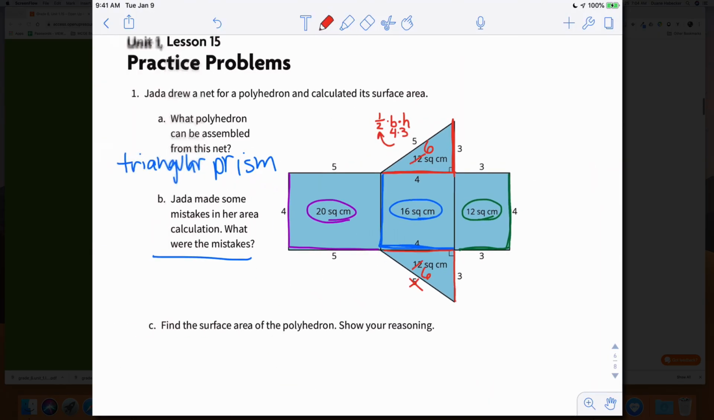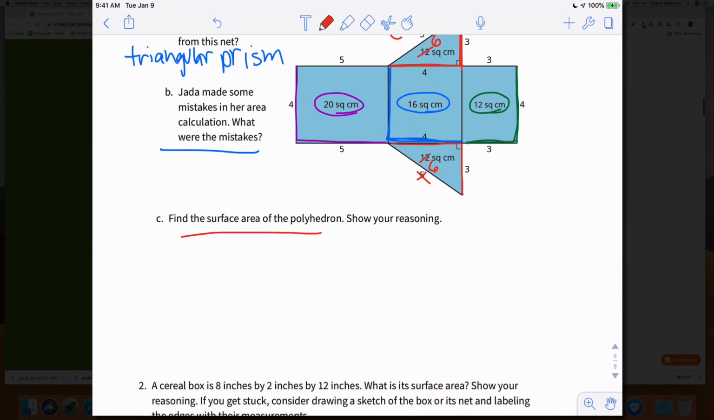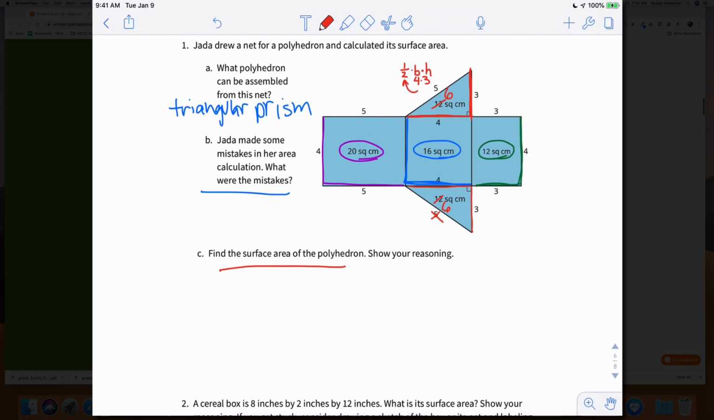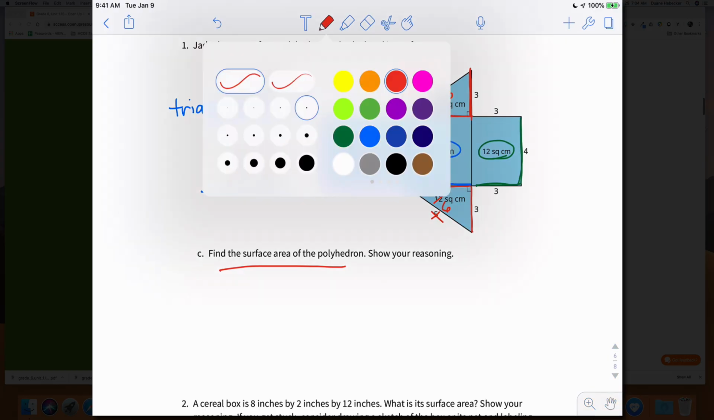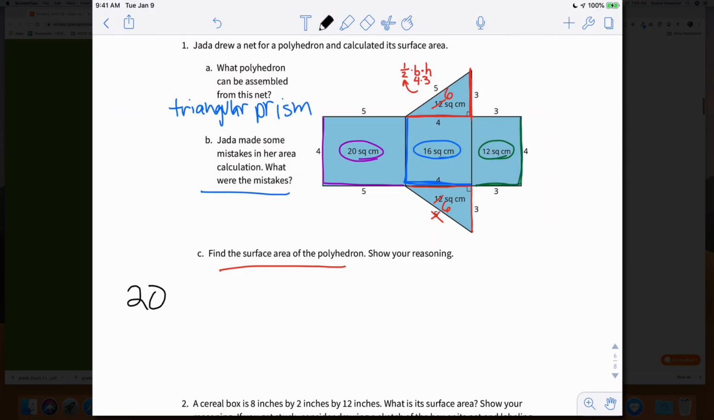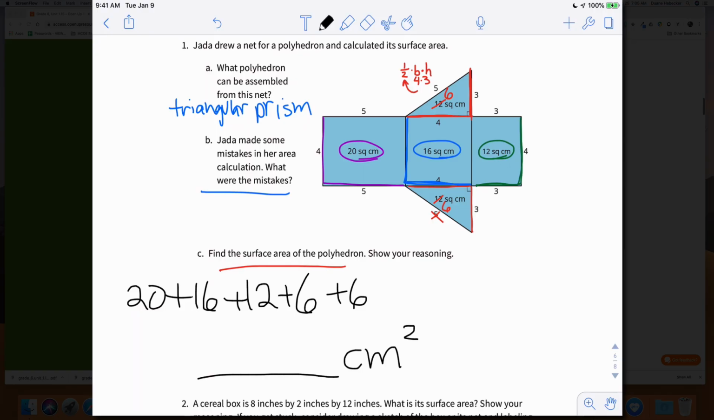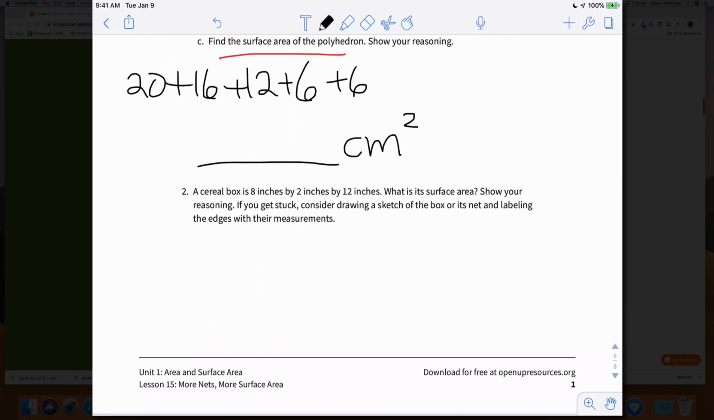So there's our mistake. Now to find the new surface area of this polyhedra, all we have to do is add up all of our faces, our 5 faces. So that's going to be 20 plus 16 plus 12 plus the 2 6s that we fixed. And that's our surface area. And don't forget, it's going to be in square centimeters. So when you get your answer, it's in square centimeters.